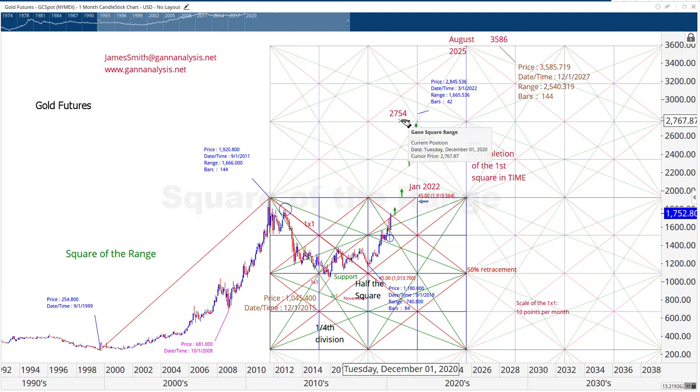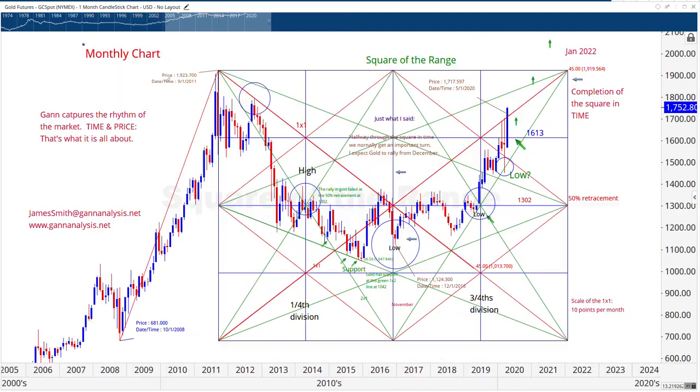Will you go to 27.54? Or will you go to 35.86 or even higher? We don't know. We do know that we'll be looking at time and price all the way along. We're using a scale of 10 points per month. And that's the same scale we used on the prior chart. If you remember, 10 points per month. We're doing the same scale.